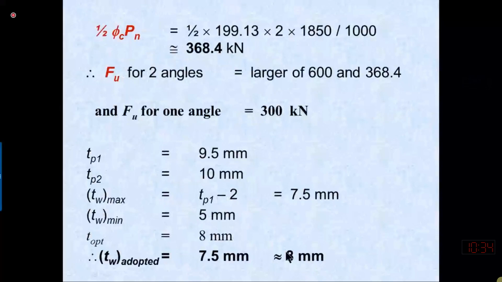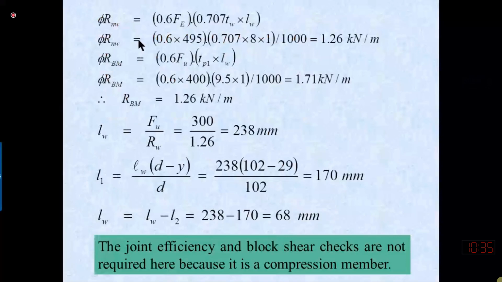We are given an E70 electrode, and for the E70 electrode, the Fe value is 495. If you divide this 70 by 40 ksi, sorry, 0.145 ksi, and multiply by the area of the weld, the effective throat times the length of the weld. The effective throat is considered as 0.707 times the thickness of the weld. So in this equation, we are substituting the values.